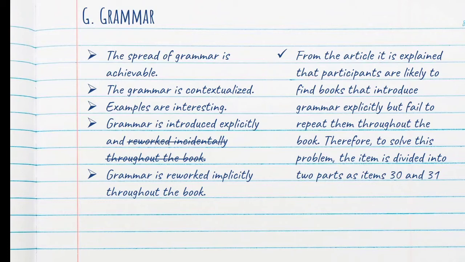From the article, it is explained that participants are likely to find books that introduce grammar explicitly, but fail to repeat them throughout the book. Therefore, to solve this problem, we decide to divide the fourth item into 2 parts, which are item 30 and item 31.